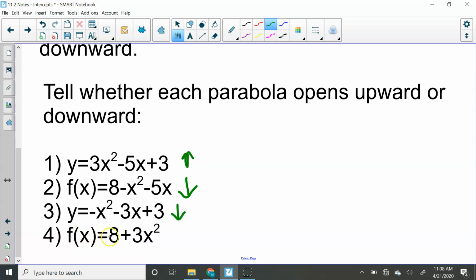And number 4, we have a 3 in front of our x squared, and so that is going to open upward because we have a positive there.